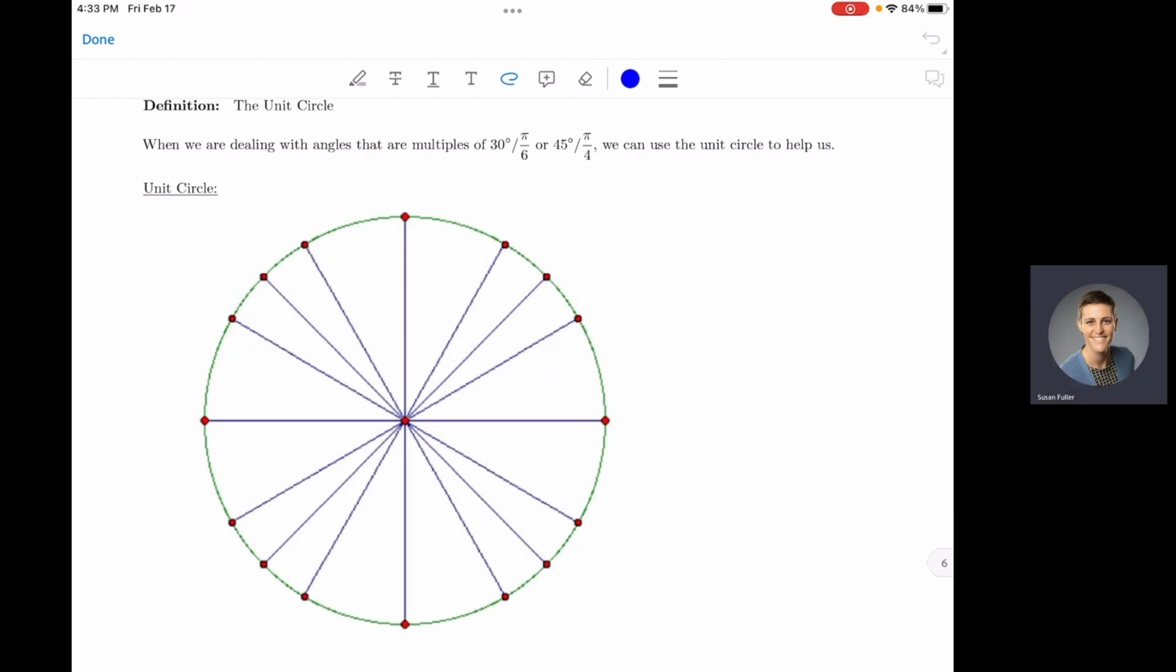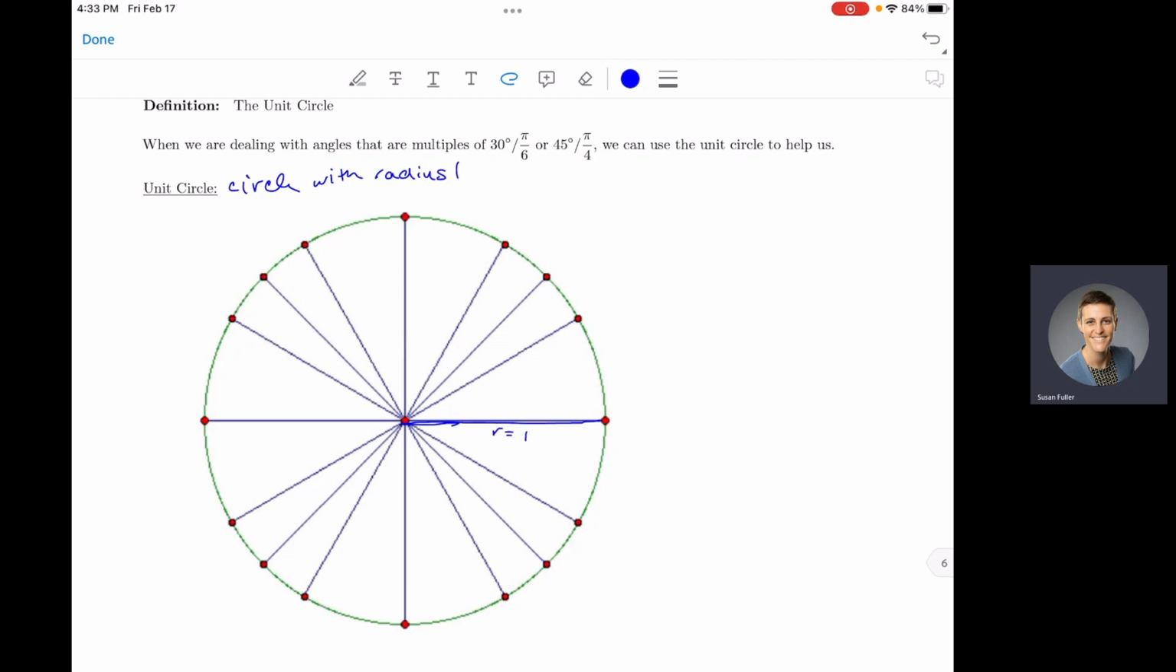So what is a unit circle? Really, the word unit circle in math just means a circle with radius 1. Basically any radius you have, any length from the center out, is going to be 1. It doesn't matter where on the circle you are, your radius is 1.